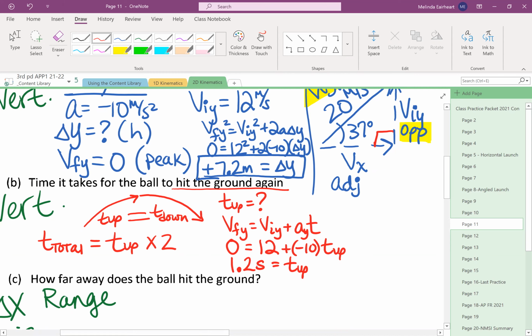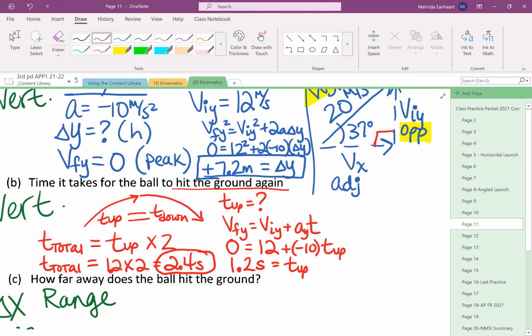1.2 seconds. That's not the total time. Total time would be 1.2 times 2, or 2.4 seconds. Good there? So if we'd done that time up first, then we could have used maybe the second equation to find the height up, okay?